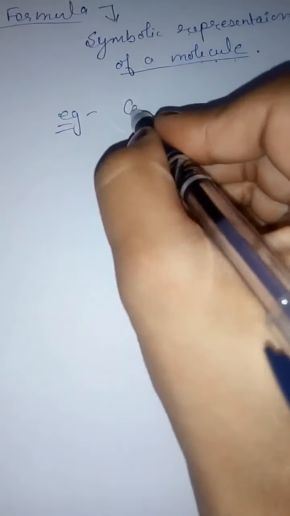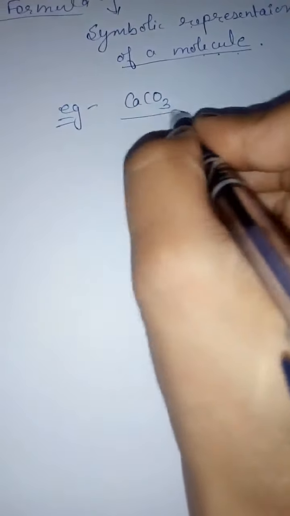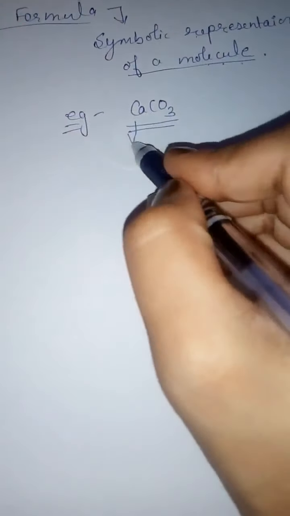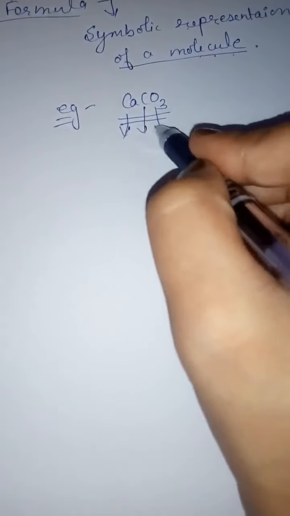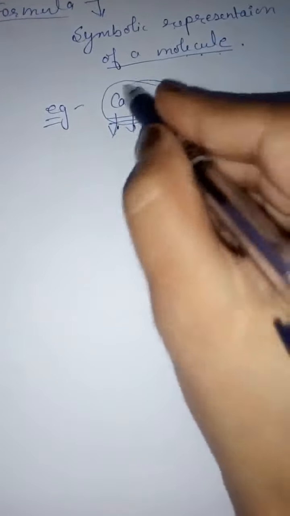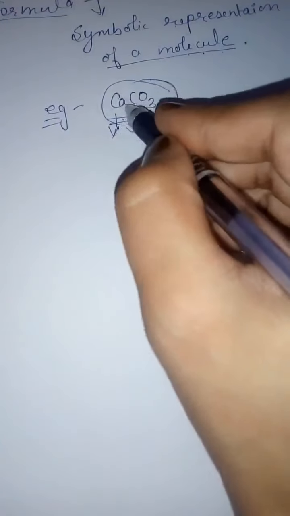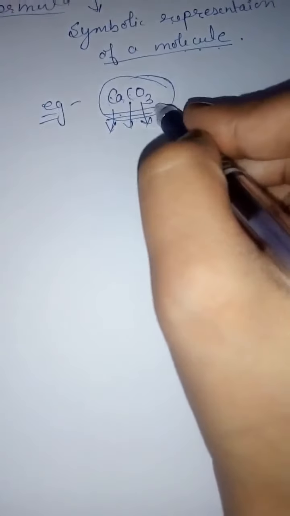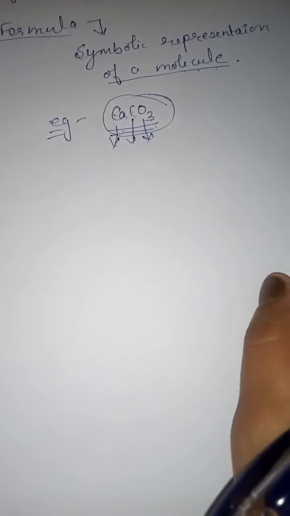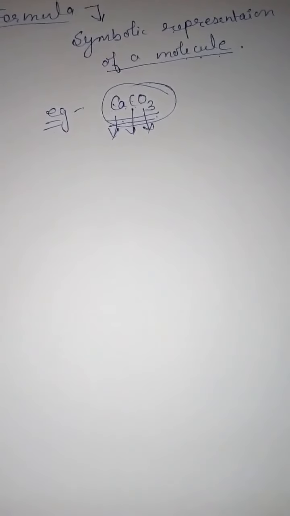For example, calcium carbonate. This has calcium, carbon, oxygen. Combined as CaCO3 they form calcium carbonate. So the question arises, how will we write a chemical formula?